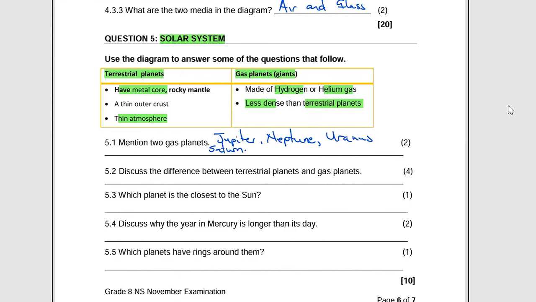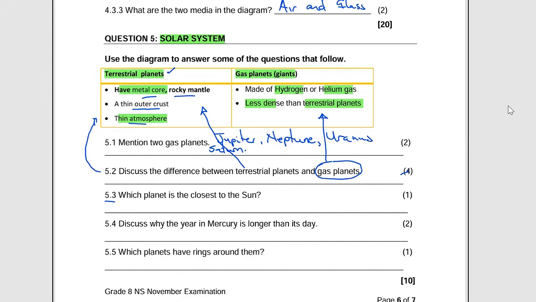They say discuss the difference between terrestrial planets and gas planets, right? So in terms of this 5.2, it's just a matter of referring to these at the top. You're going to pick any of them. These are your answers, we are already given. So for terrestrial, you can say they have a metal core or a rocky mantle, then a thin outer crust, and then a thin atmosphere. Then you can also pick on the other one, which is our gas planets. The answers for gas planets are given on this other side, and for terrestrial they are on this other end. So you just pick those from there.